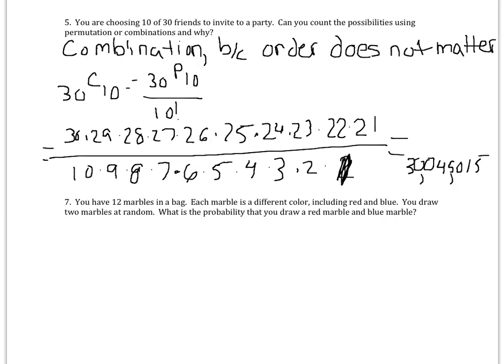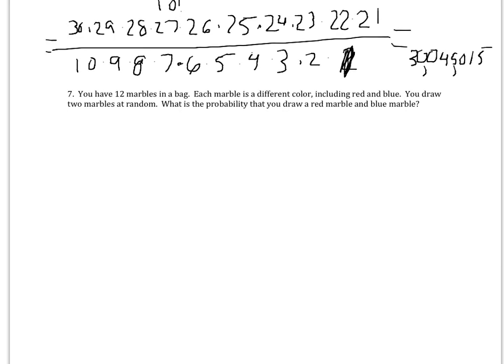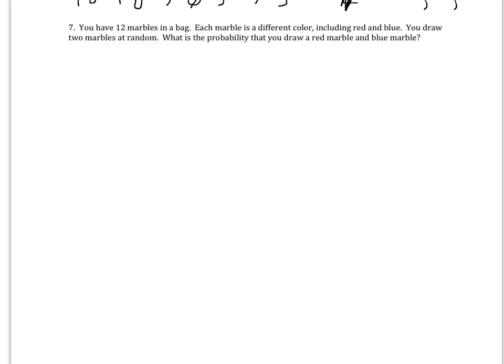All right, let's take a look at the next example. You have 12 marbles in a bag. Each marble is a different color, including red and blue. So every marble is different, but they're telling you there's one red and one blue for sure. You draw 2 marbles at random. What is the probability you draw a red marble and a blue marble?